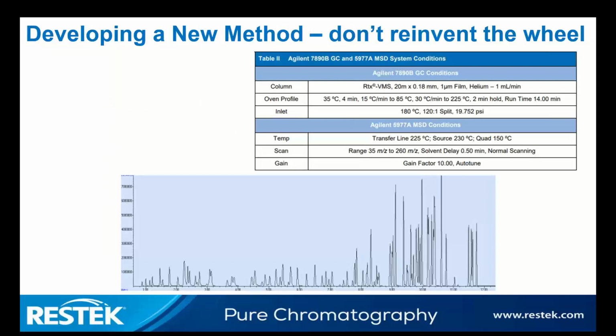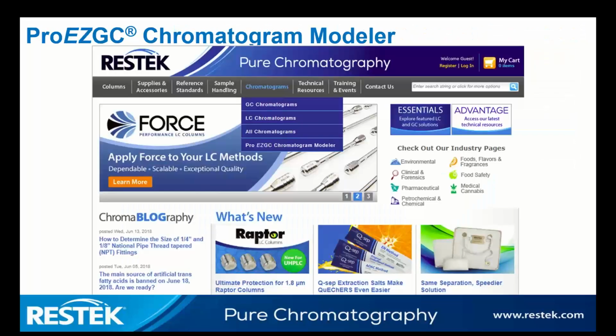So here's our don't reinvent the wheel. This was Amy's work that she did on the VMS with a 20 meter, 0.18 millimeter, and 1.0 micron film thickness. And again, this matches the cycle time of the purge and trap concentrator. So your purge and trap concentrator is not going to be waiting, or the GC is not going to be waiting. Those two are going to be matched perfectly. So that works out really well.